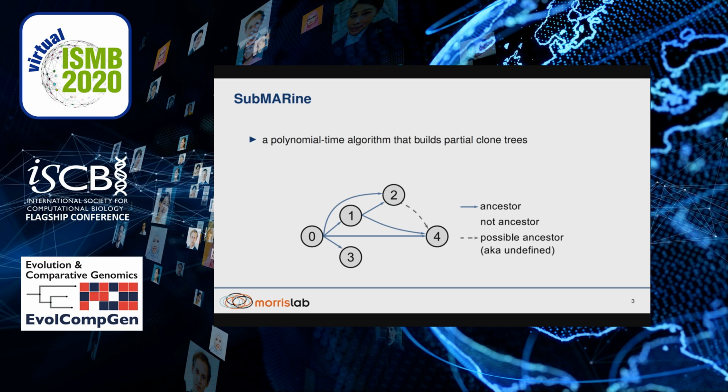A partial clone tree defines a subset of the pairwise ancestral relationships between the subclones. It defines when a subclone is an ancestor or not an ancestor of another subclone. And it can also contain undefined relationships, when a subclone is a possible ancestor of another subclone. The notion of a partial clone tree is a key contribution of our work.